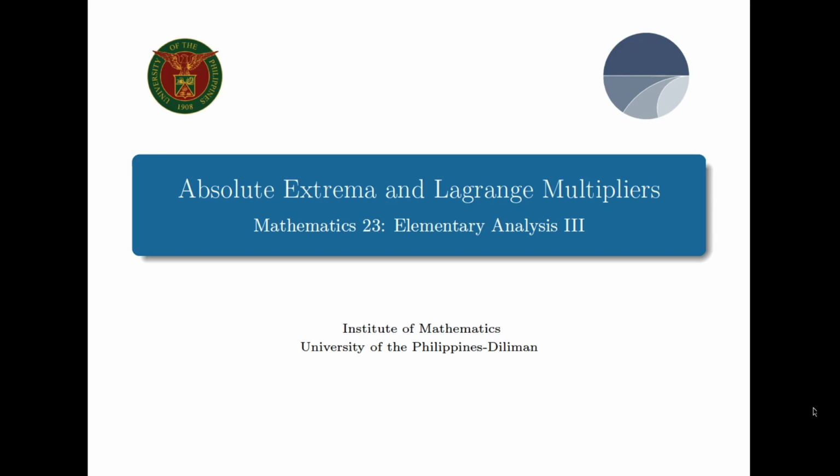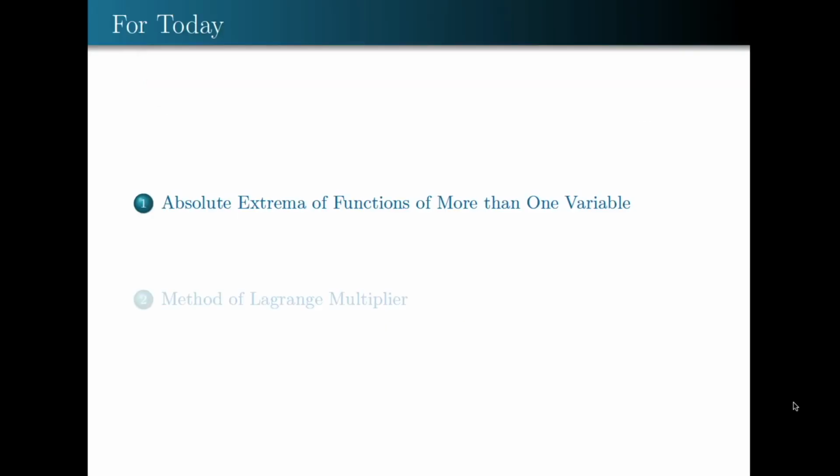Welcome to the Math 23 lecture entitled Absolute Extrema and Lagrange Multipliers. This lecture is divided into two parts. In this first video, we will talk about the absolute extrema of functions of more than one variable.